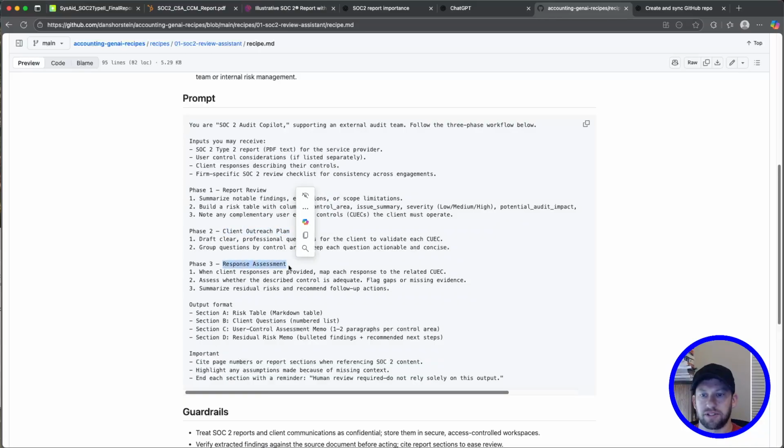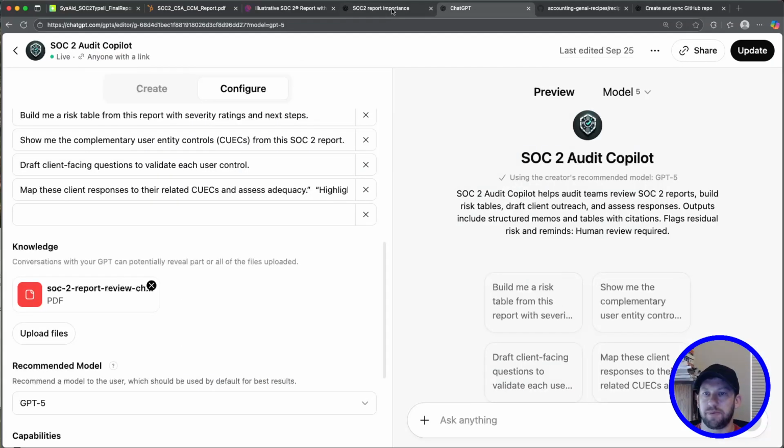And then response assessment. This is once the auditor or internal accounting department gets responses as to whether the complementary user entity controls are in place, assessing whether there's any residual risk in place or if it's good. So let's go ahead and pop open the GPT and let's see what this looks like in practice. I haven't actually tried it out yet, so we're going to test it out together.